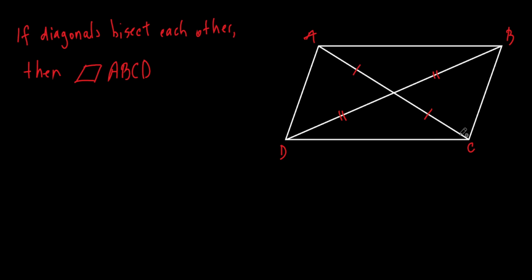But then they put the diagonals in there. I mean, you could put diagonals in any quadrilateral. But what was true about those diagonals? They did what to each other? They bisected each other.